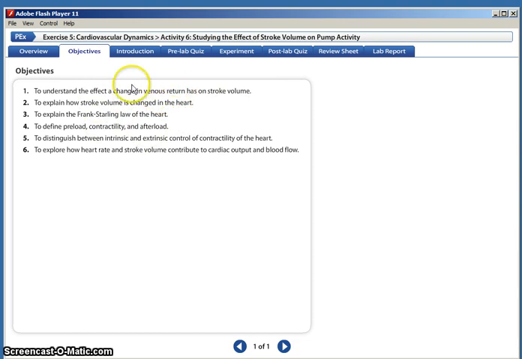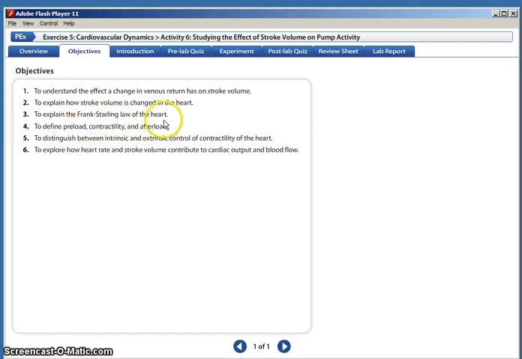Venous return is more blood coming back, and we know from lecture that if more blood comes back, more blood can leave. To explain how stroke volume is changed in the heart, a lot of that is changed by contractility and afterload, but that's what you're trying to reinforce in this exercise. The Frank Starling law of the heart, I said you didn't have to know this specifically, but this does address that, and it's a very straightforward law that if more blood comes back to the heart, then more blood can leave the heart. Remember that stroke volume is the blood leaving.